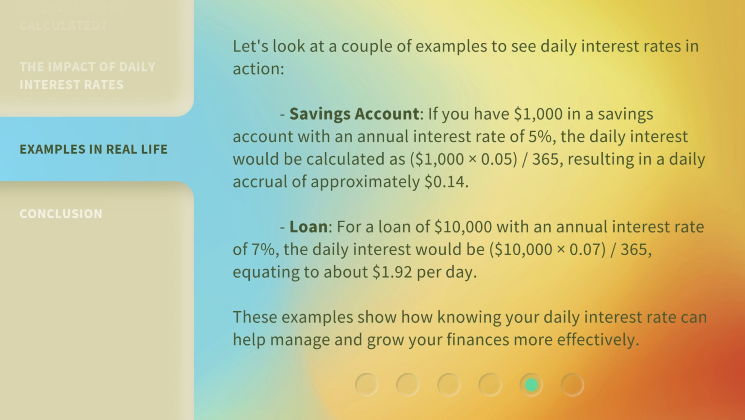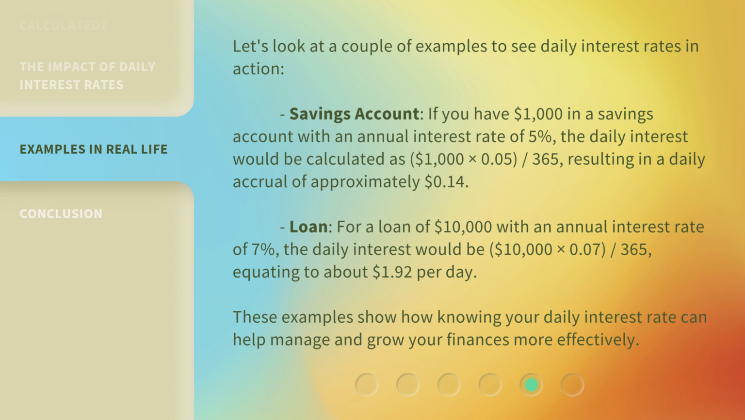Let's look at a couple of examples to see daily interest rates in action. Savings account. If you have $1,000 in a savings account with an annual interest rate of 5%, the daily interest would be calculated as $1,000 times 0.05, divided by 365, resulting in a daily accrual of approximately 14 cents.